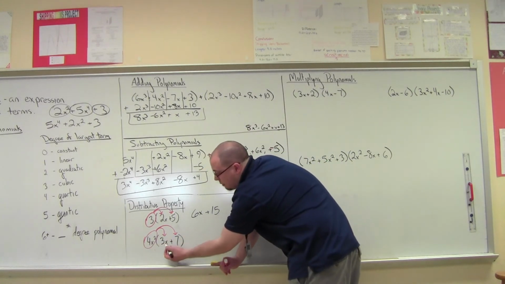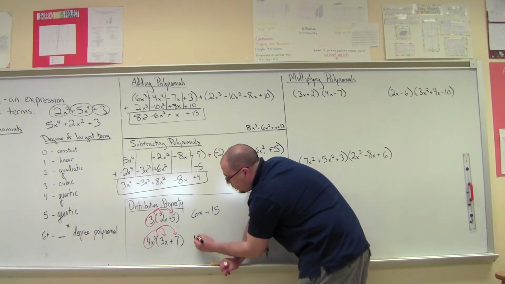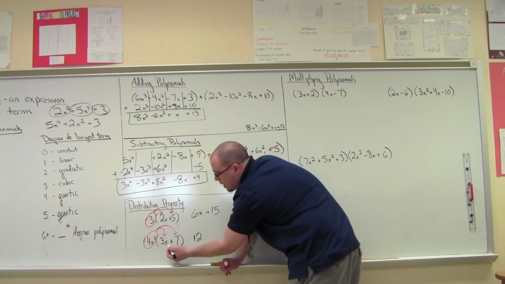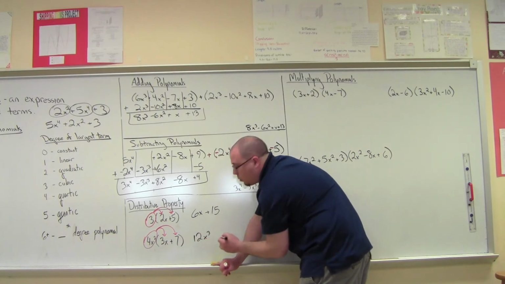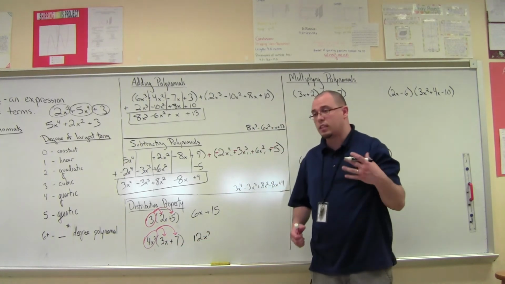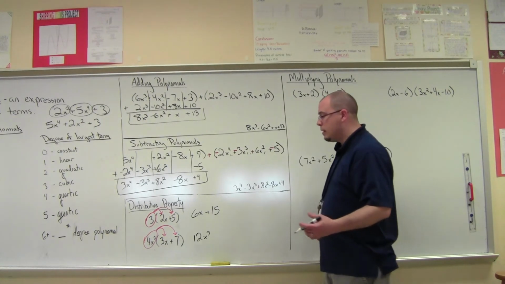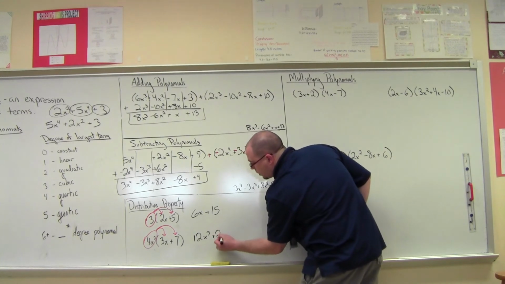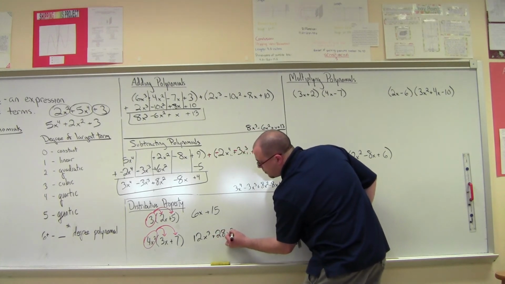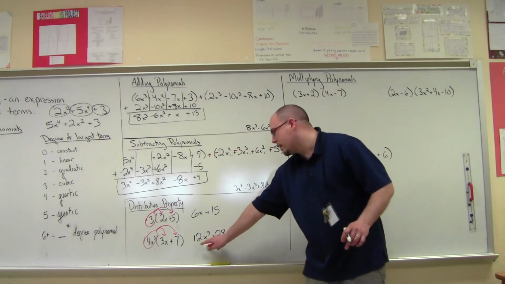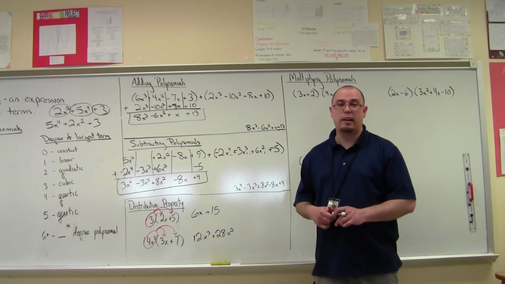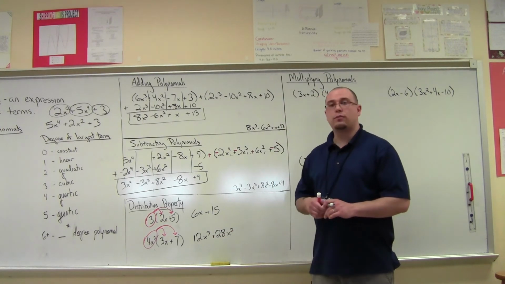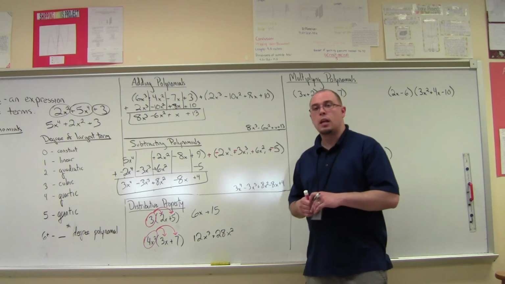4x squared times 3x, we do 4 times 3 is 12. And then x squared times x would be x to the third. All we have to do is add the exponents, just like we did in the previous unit. Over here, 4x squared times 7 would just be 28x squared. And then that's our answer, 12x to the third plus 28x squared. And that's all we have to do to distribute.